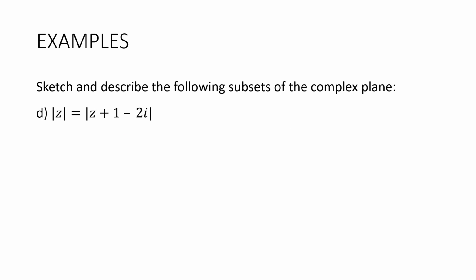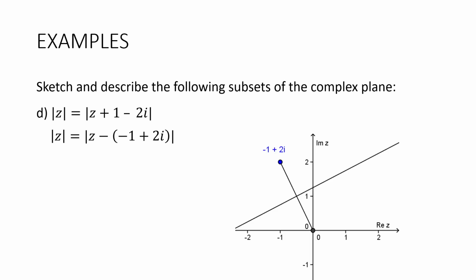D. The modulus of z is equal to the modulus of z plus 1 minus 2i. Now I'm going to change this one slightly so that we're representing a distance between two points. Now this is saying the distance that z is away from this point must always be equal to the distance that z is away from the origin. So that's the perpendicular bisector of the line segment between those two fixed points.